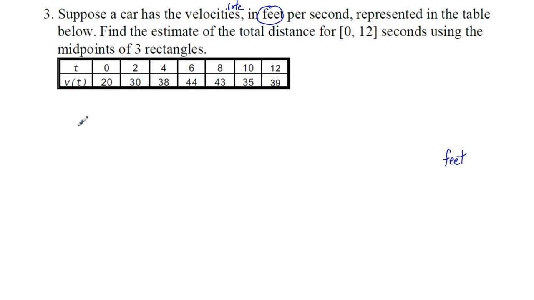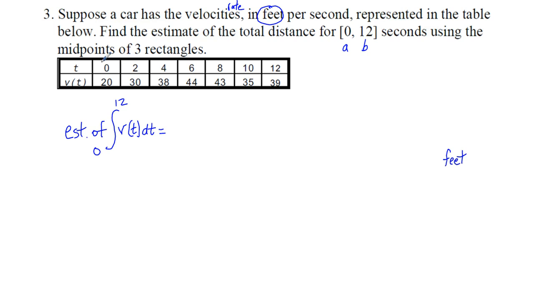Find the estimate. So again, we say estimate, and we're mirroring the language here, and we set up our integral from 0 to 12. So 0 will be our A, 12 will be our B. So we say 0 to 12. And then we put the function by name, which is v of t dt. And it's going to be equal to, now, midpoints of 3 rectangles.